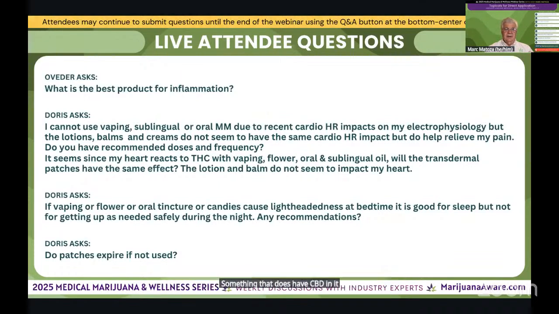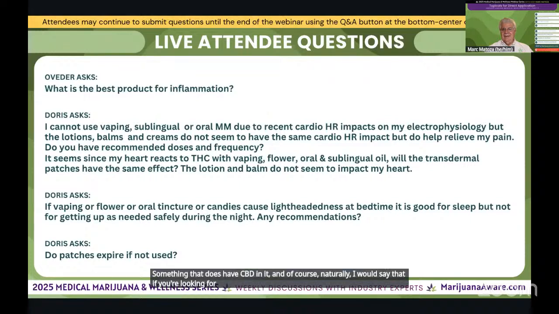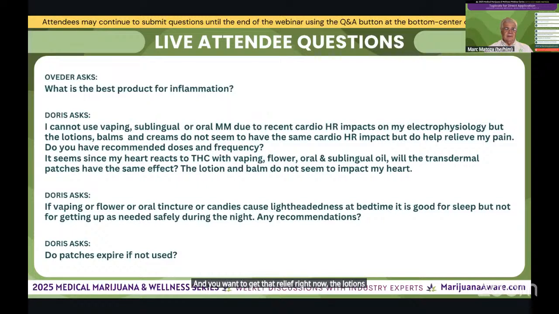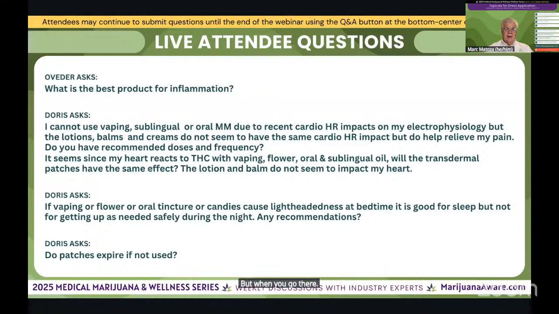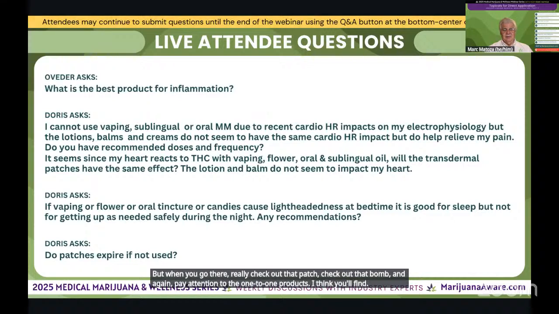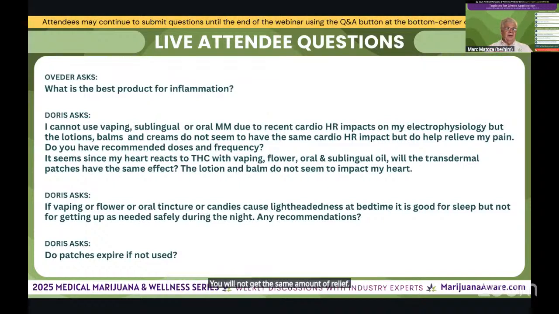And of course, if you're looking for something that lasts all day, patches are great. But if you just need quick relief right now, the lotions and the gels are really, really effective. I hope that helps. I'm not trying to steer you to any one particular product, because you may have your choice as to which dispensary you want to use. But when you go there, really check out that patch, check out that balm, and pay attention to the one-to-one products. I think you'll find, especially for inflammation, it's a big difference. If you use a THC-only balm, you will not get the same amount of relief as you will by using a one-to-one product.